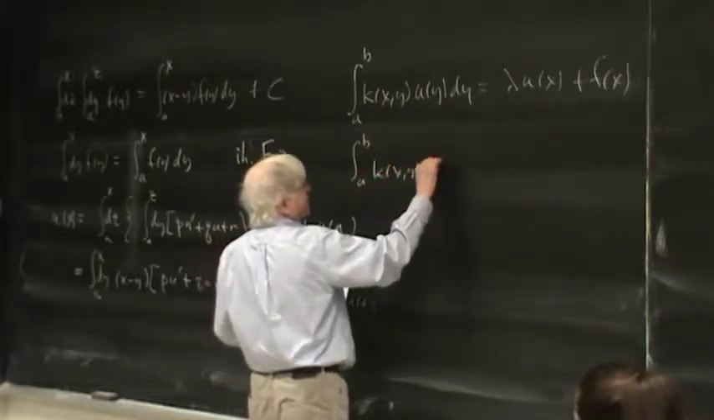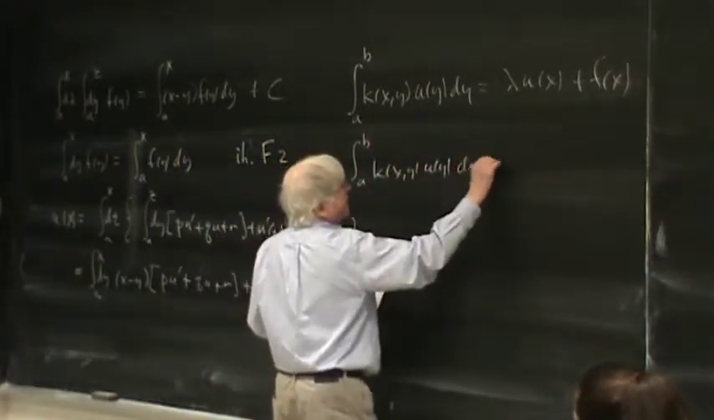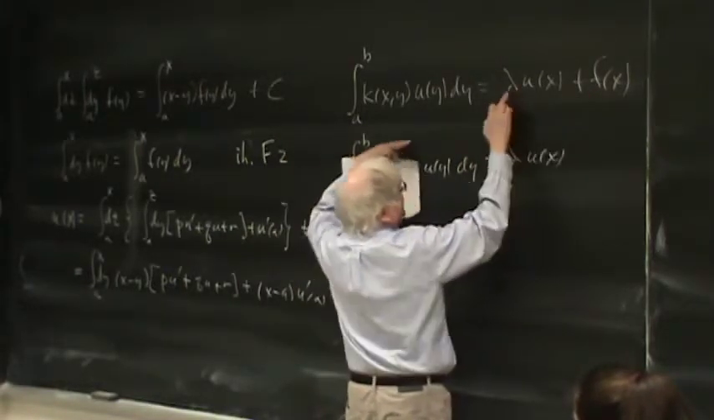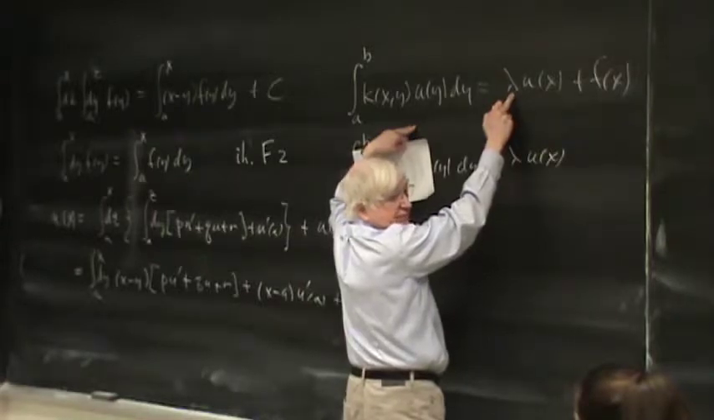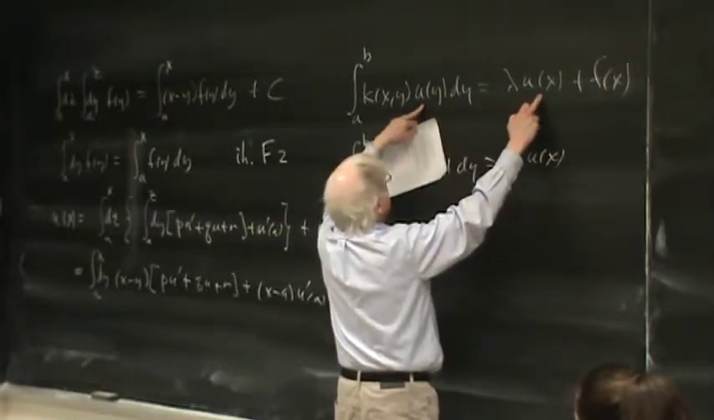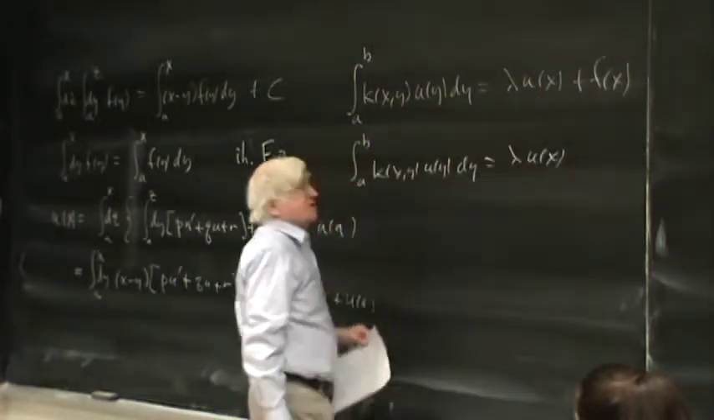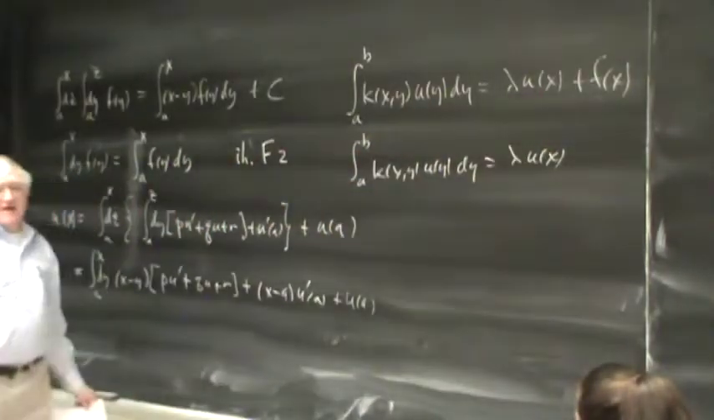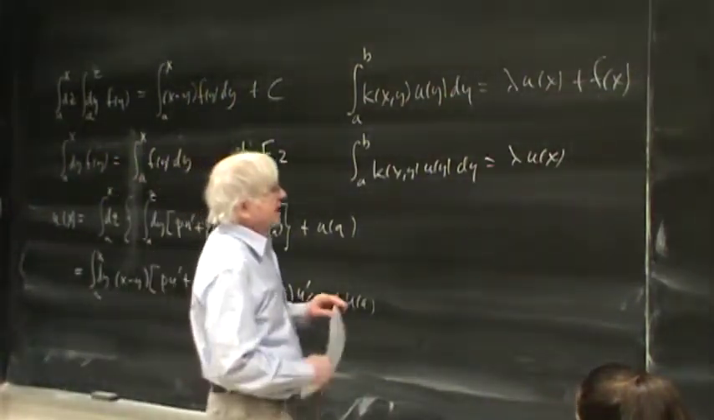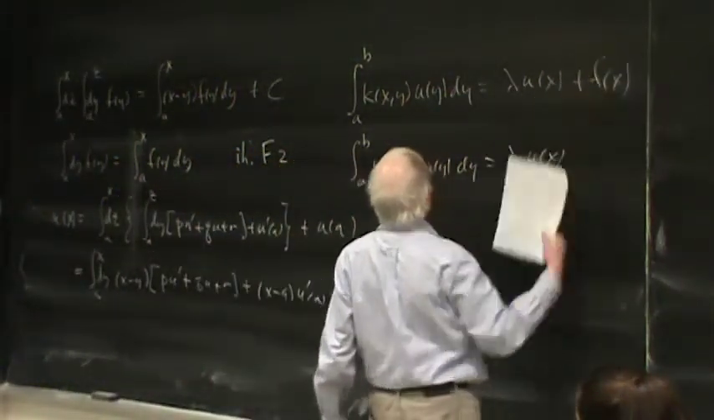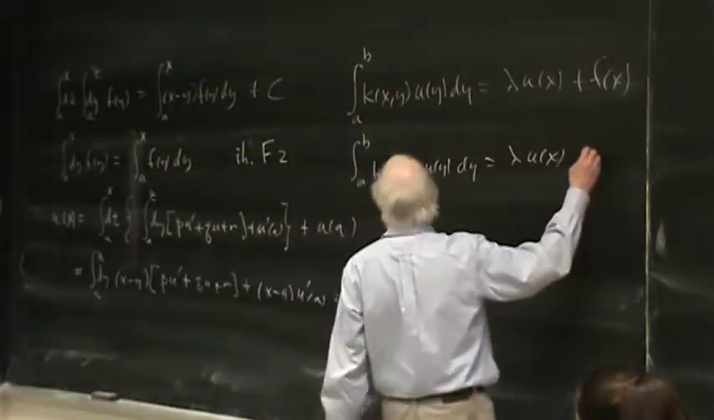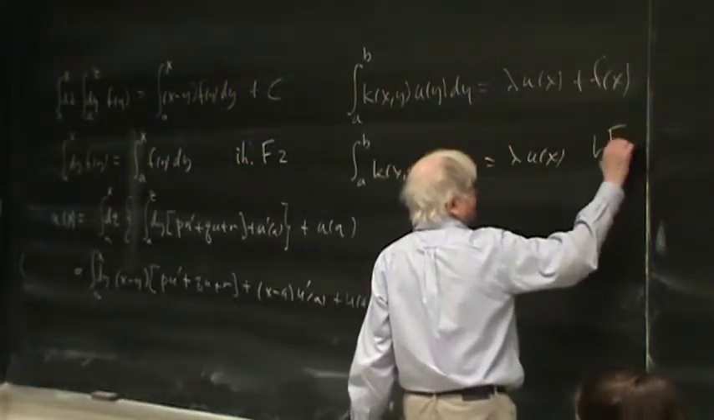Now, if we do the same thing but set f equal to 0, we obviously get the integral from a to b of k of x, y, u of y dy equals lambda u of x. Notice here, this is the inhomogeneous term. Lambda is an eigenvalue. Since you've got u on both sides, u is the eigenfunction. You can multiply that by an arbitrary complex number, and it'll still be a solution as long as you have the homogeneous case. And so this one here is called homogeneous Fredholm 2.